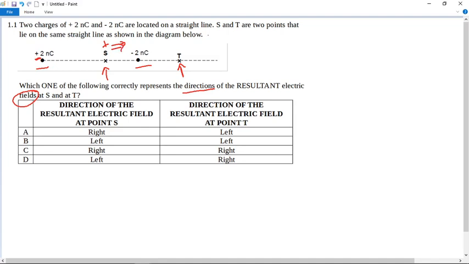So this one would move to the right, and then T, if I placed a positive point charge, because whenever we talk about field, we talk about positive point charges. If I put a positive point charge at T, it is positive. This one over here is negative, so it will want to move to the left. So the direction of the resultant electrical field at S will be to the right, and at T to the left. So the answer is A.